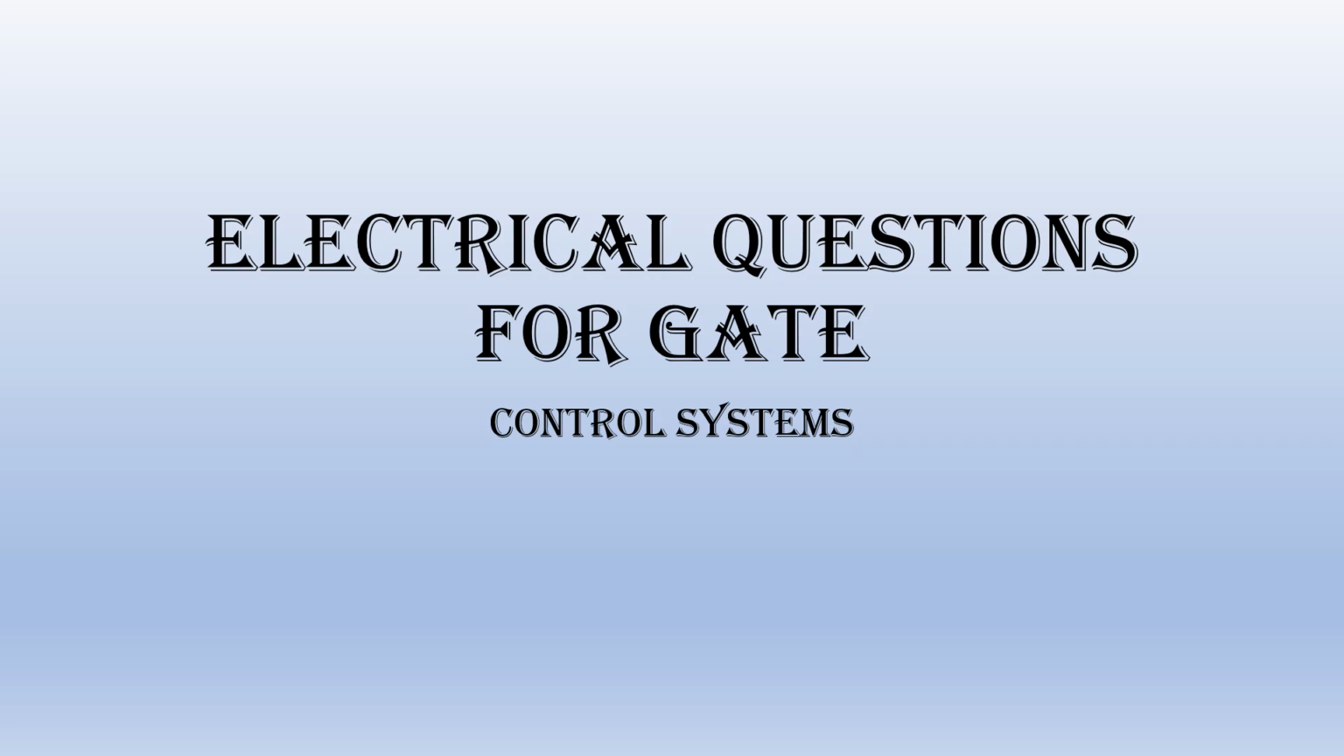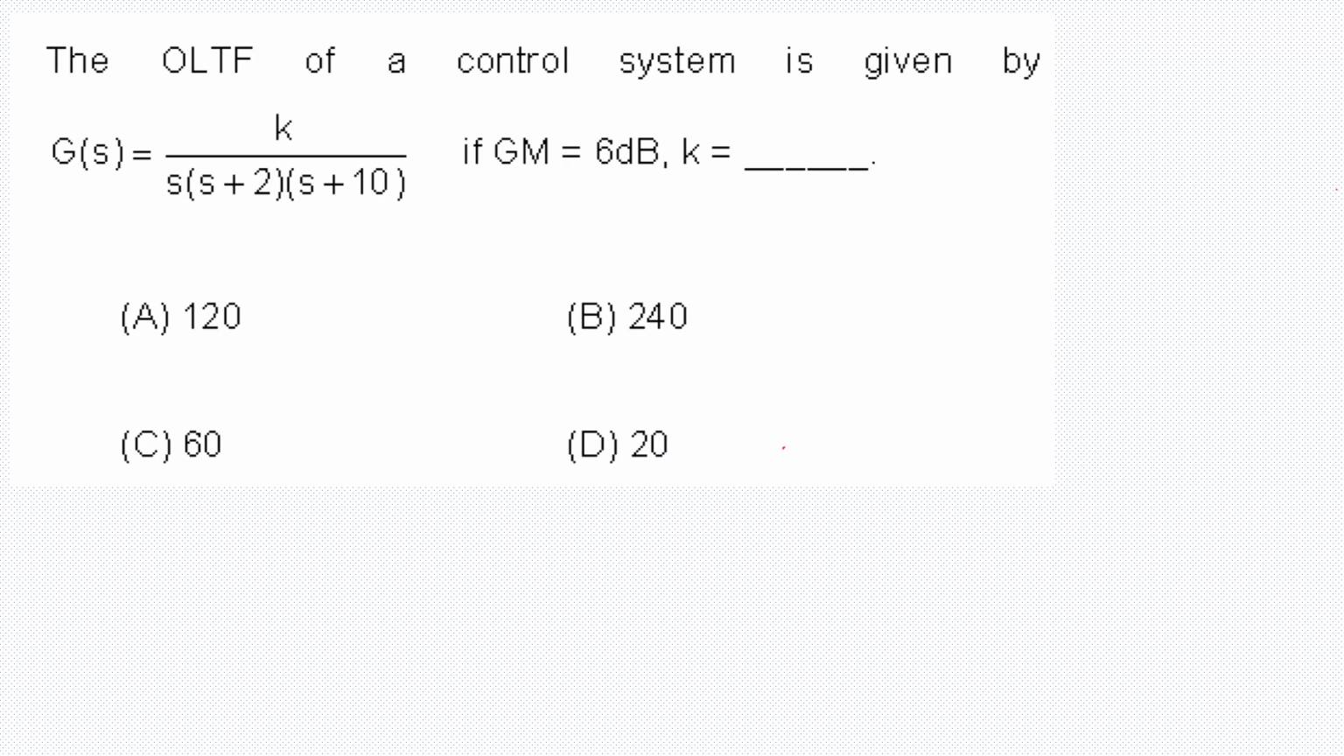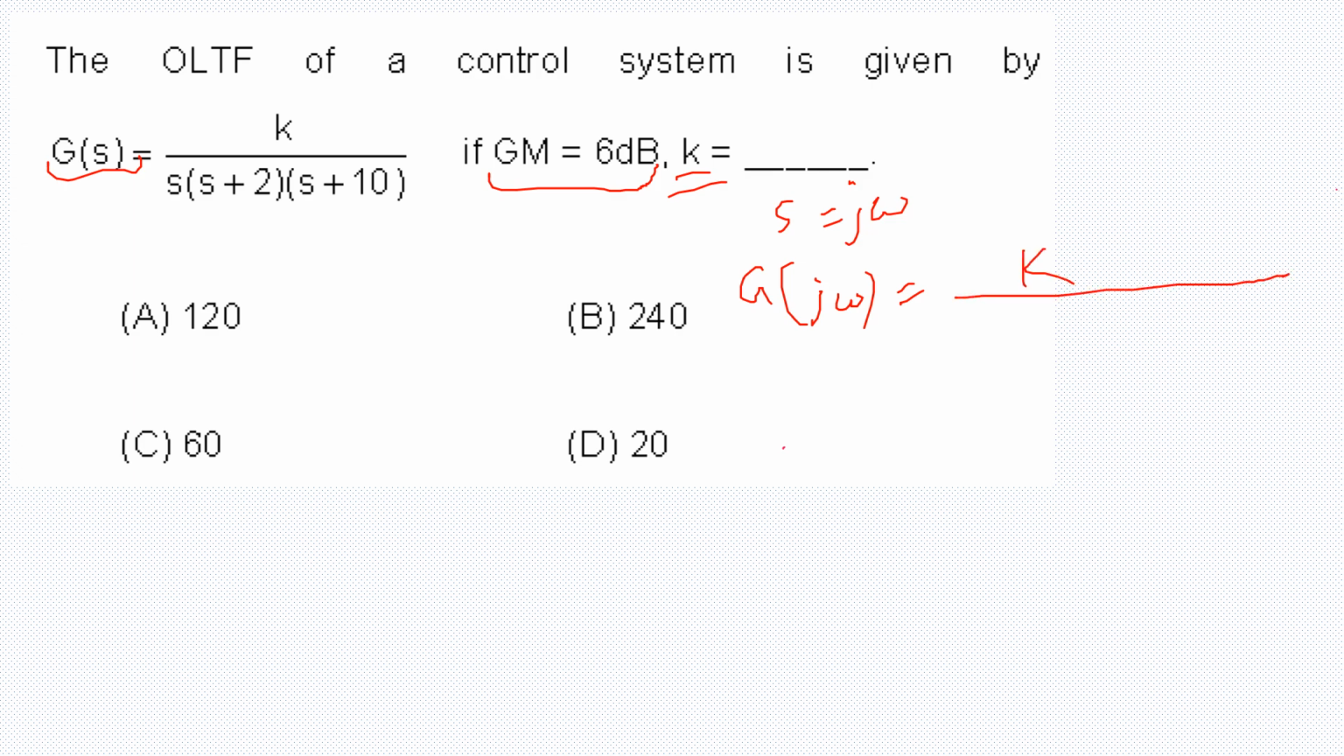Hello friends, in this question we are asked to find the value of k for which we have a gain margin of 6 dB, and we are given G(s) here. So how to proceed? First let us make s equal to j omega and rewrite this, and we have G(j omega) equal to k over j omega (j omega plus 2)(j omega plus 10). So we have this now with us.